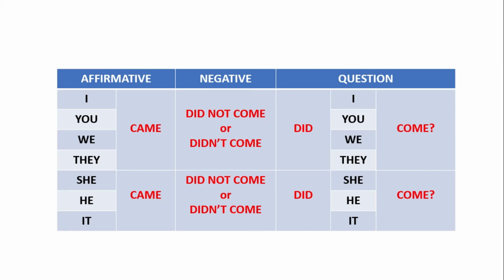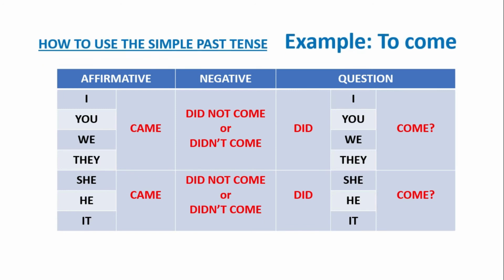Another example, we are going to use the verb to come. In the affirmative way, I came, you came, we came, they came, she came, he came, it came. In a negative way, I did not come, you did not come, we did not come, they did not come, she did not come, he didn't come, it didn't come.